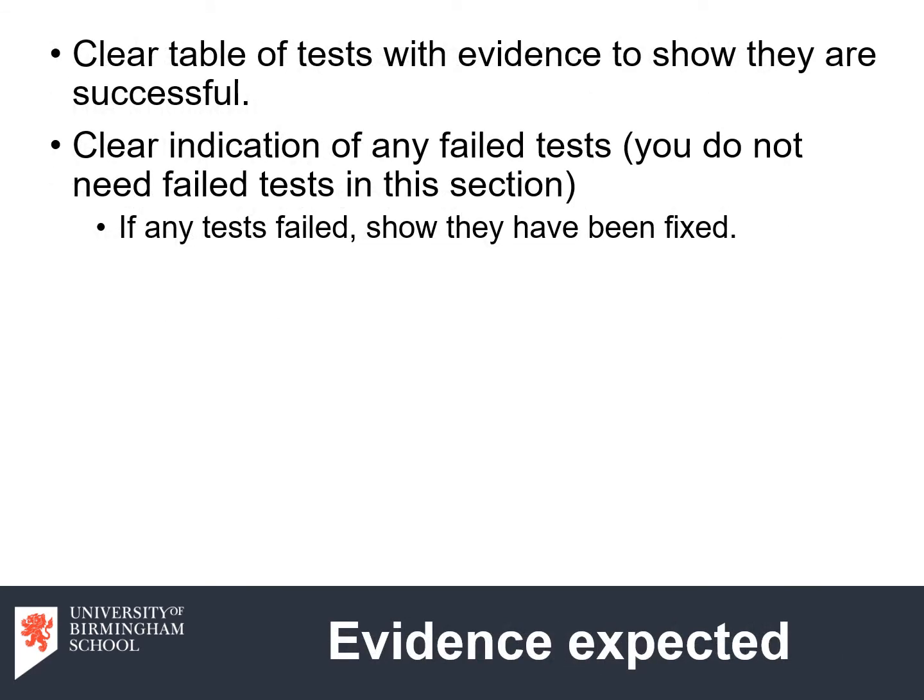So what do we expect for evidence? We need a clear table of tests with evidence of how they were successful, or if not, any indication of failed tests. Now, if you do have failed tests at this point, you do not have to improve them. You don't have to fix them. All you have to do is simply say they failed, and in evaluation, you need to talk about it. Okay, so it's okay to have failed tests. I mean, if you know your system works, that's a good thing, but if you've got 1 or 2 things that you just couldn't get right, that's absolutely fine.